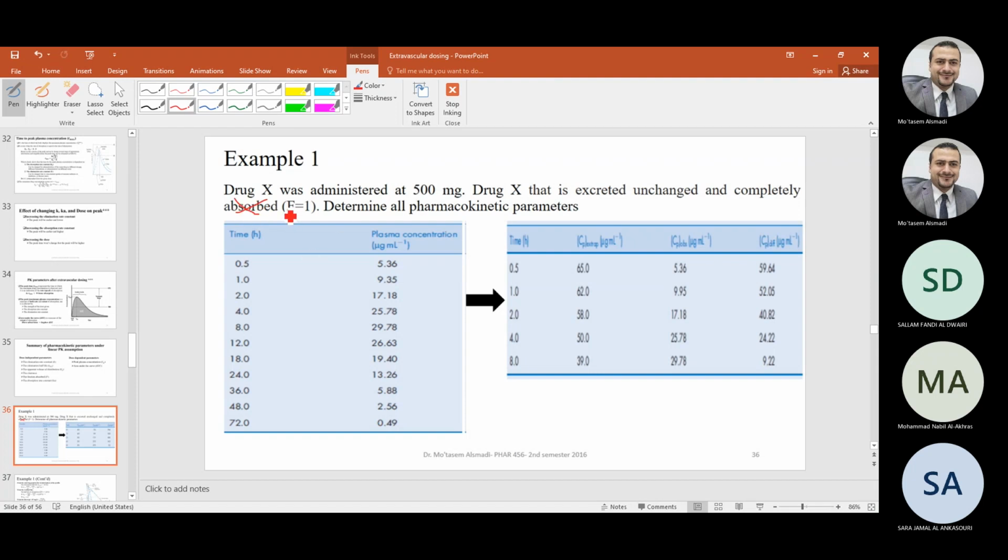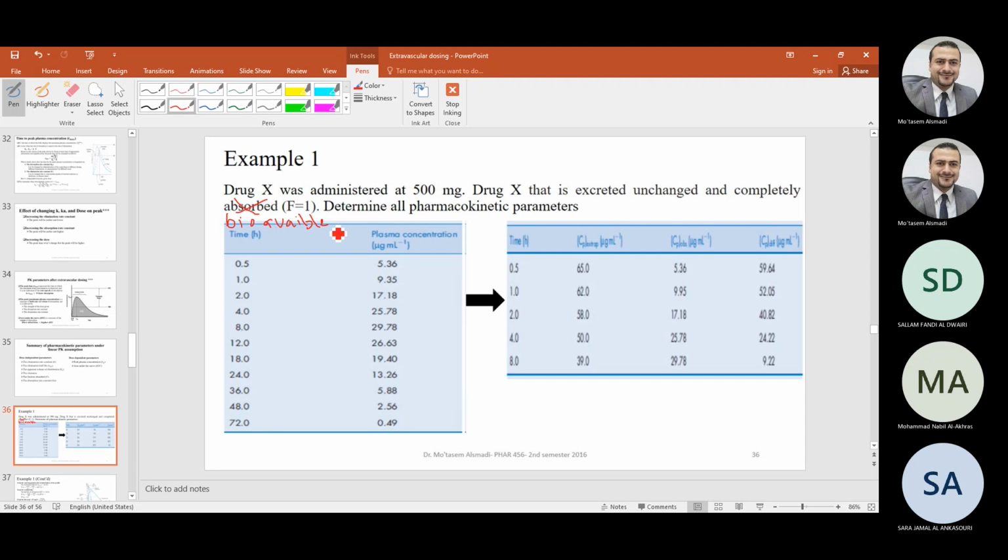Completely absorbed means that F absorbed is equal to 1, right? But this is completely bioavailable. So replace absorbed by bioavailable. That means that bioavailability is equal to 100%, right? But completely absorbed means that F absorbed only is equal to 1, not the net multiplication of the 3 parameters. Okay? Now we have the data, we have the time, and we have the concentration. This is the regular data that you have, right?